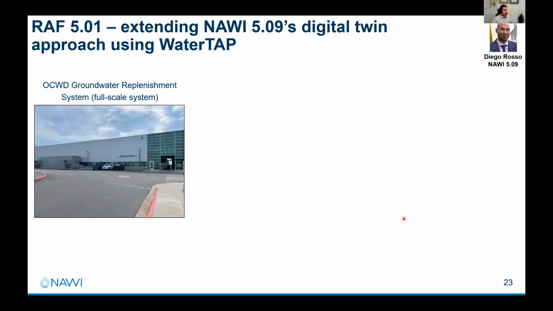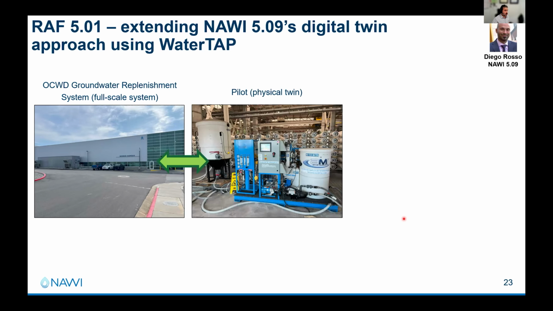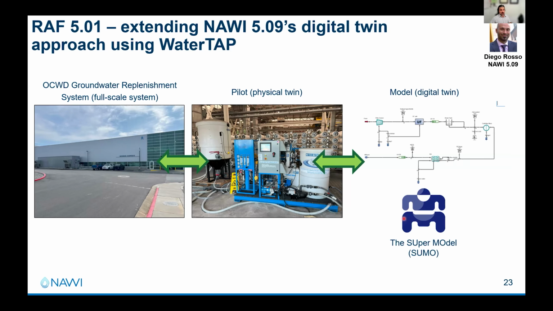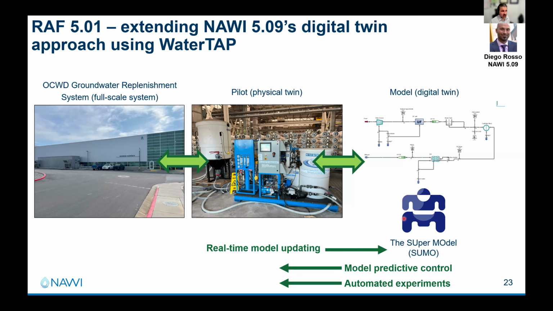Our first lowest hanging fruit to do that happened to be with Diego Rosso at UC Irvine, okay, through Project 509. So essentially, they had a pilot installed at OCWD. It was meant to be representative of the full-scale system. So they called it the physical twin. And then they put together a model using Sumo to represent that physical twin. The idea was that they could do real-time model updating, model predictive control of the physical twin, and automated experiments, right?